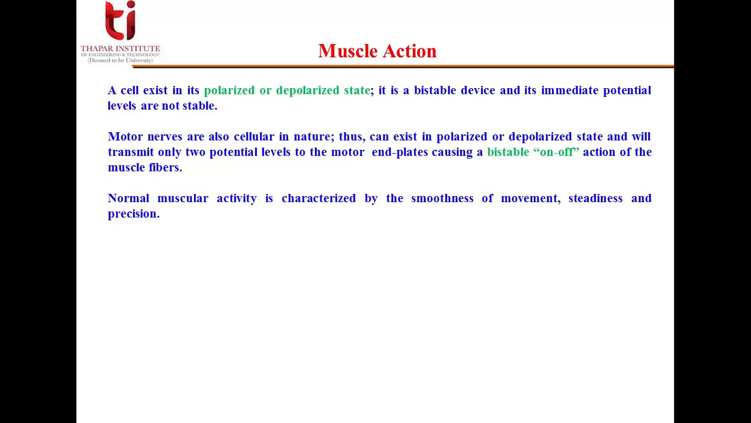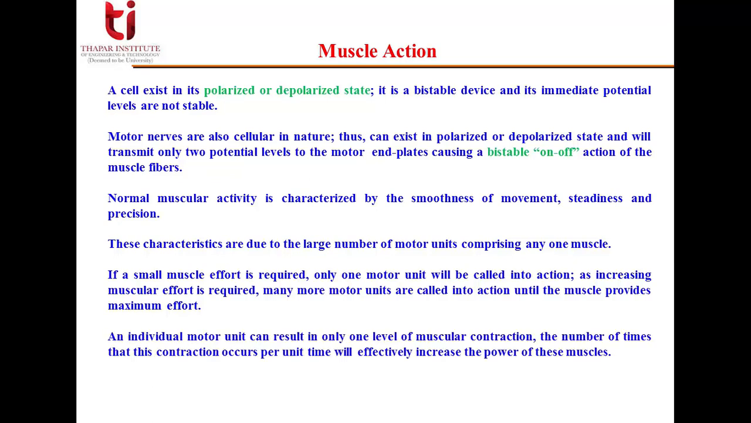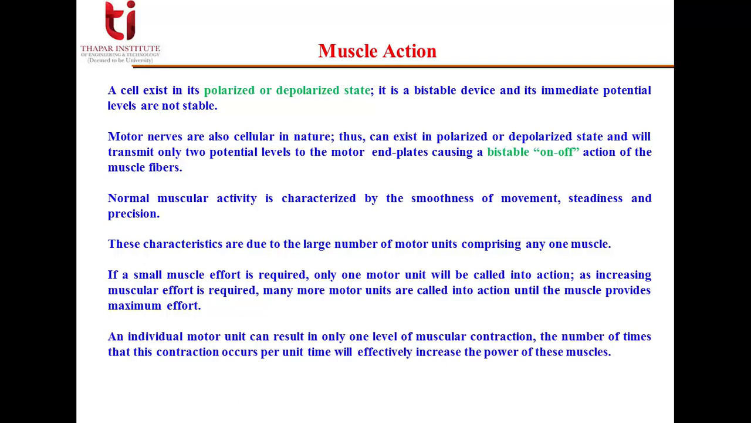Normal muscular activity is characterized by the smoothness of movement, steadiness and precision. These characteristics are due to the large number of motor units comprising one muscle. If a small muscle effort is required, only one motor unit will be called into action. As increasing muscular effort is required, many more motor units are called into action until the muscle provides maximum effort. An individual motor unit can result in only one level of muscle contraction. The number of times that this contraction occurs will effectively increase the power of the muscles.